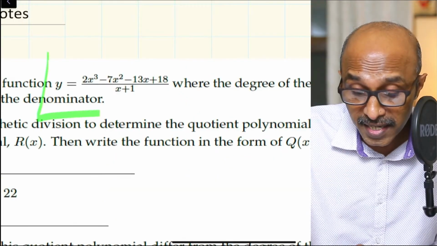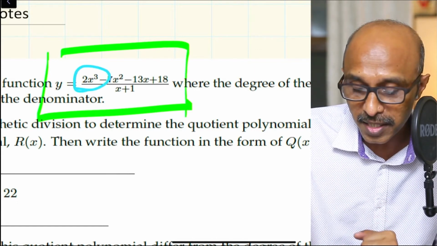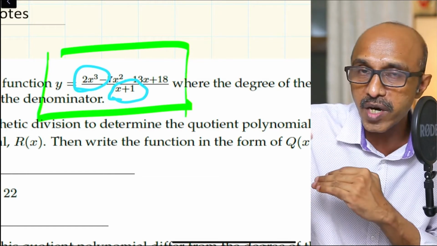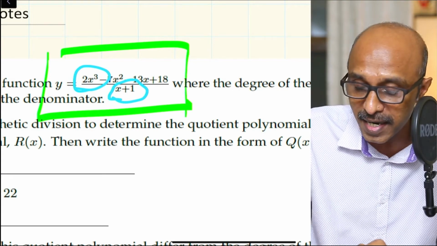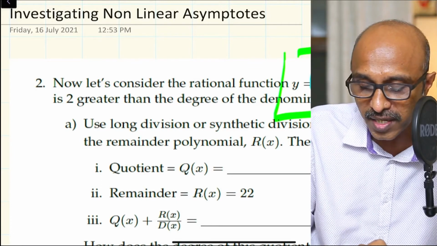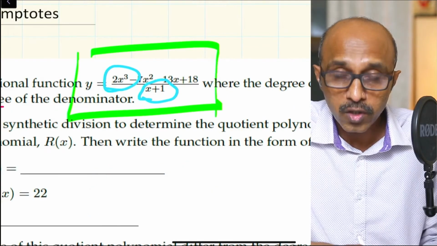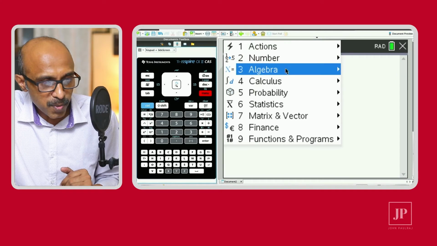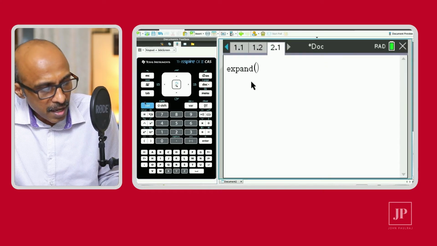Ready? Our second example is another rational function where the degree of the numerator is 3 and the degree of the denominator is 1, and so again a case of the degree of the numerator being greater than the degree of the denominator, so it doesn't have a horizontal asymptote, meaning it doesn't have a finite limit. And in this case, to structure our exploration, we're considering the case where the degree of the numerator is 2 greater than the degree of the denominator. So just as before, we are going to use the calculator to perform our division. This is an exploration.